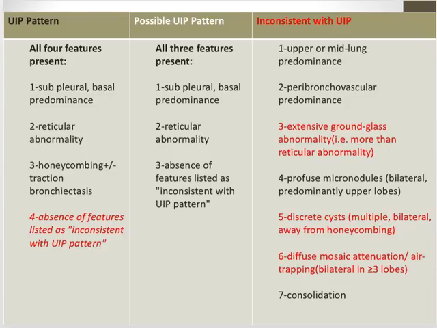So what is UIP pattern? All four features should be present. That is, subpleural and basal predominance, reticular abnormality, honeycombing with or without traction bronchiectasis, and absence of features inconsistent with UIP. Not even a single feature inconsistent with UIP should be present to call it a UIP pattern. Coming to possible UIP pattern, what is it? All three features must be present, that is 1, 2 and 4, with absence of honeycombing. So if you see 1, 2 and 4 of UIP pattern but you don't see the honeycombing, then it is a possible UIP pattern.